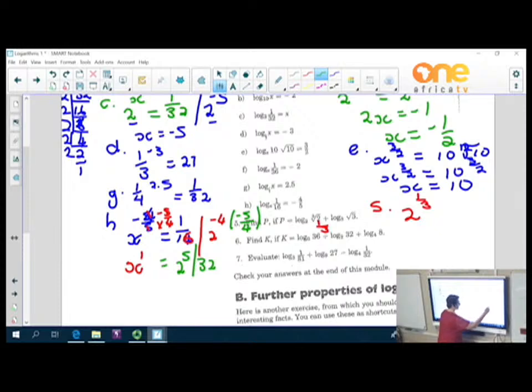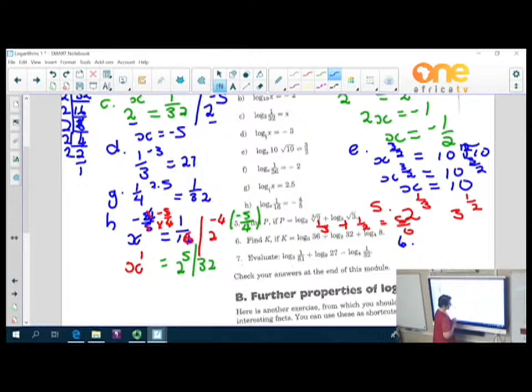And that one is 3 to the power of a half, because the square root of 3 is 3 to the power of a half. So it's a third plus a half, which gives me then 5 out of 6. 5 out of 6. The next one, number 6.